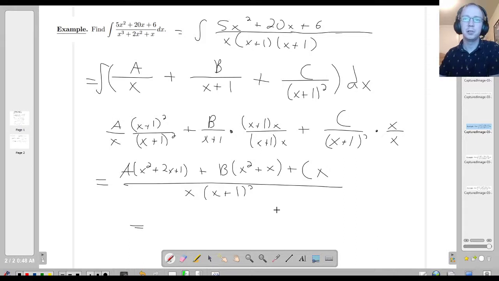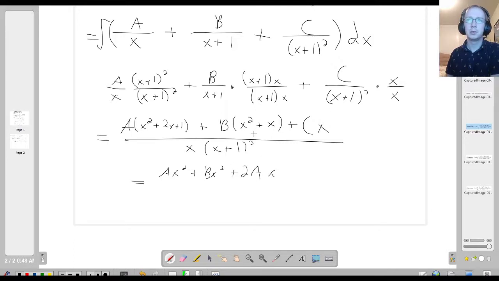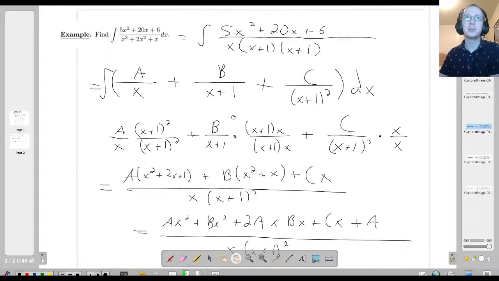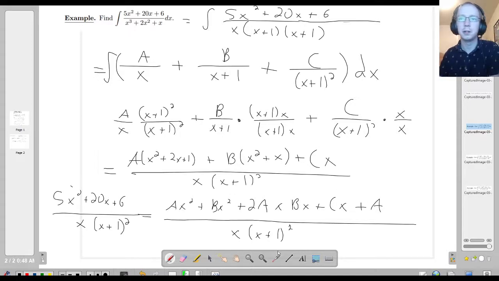Okay, so I can clean this up a little bit more. Let's gather all my terms together. So let's start by looking at all the x squared terms. I've got ax squared plus bx squared. Then I'll gather together all my x terms, so 2ax, bx, and cx, and then I'll gather together all my constant terms, a. And remember, all of this was supposed to be equal to that original fraction, 5x squared plus 20x plus 6 over x times x plus 1 squared.